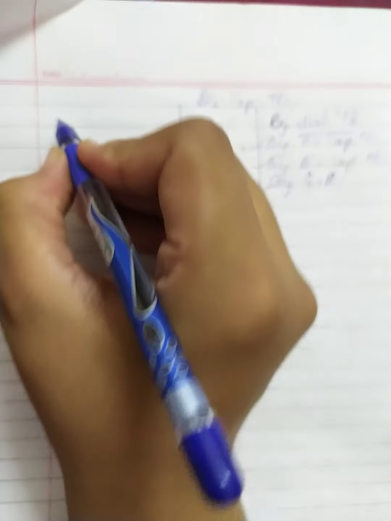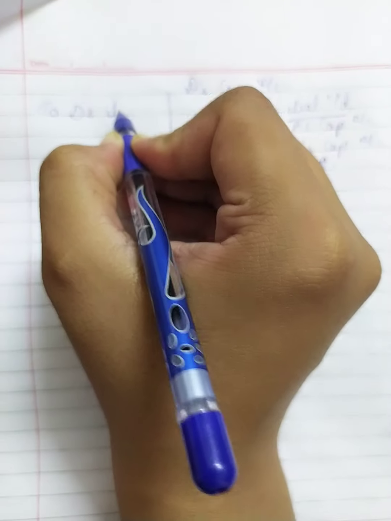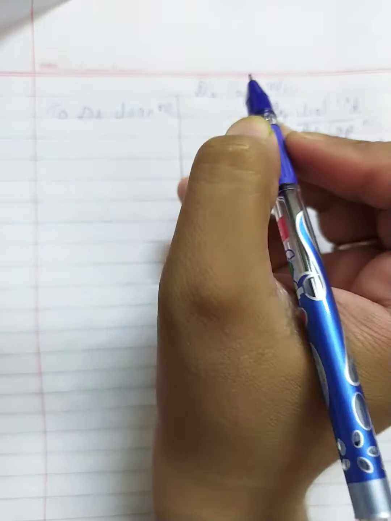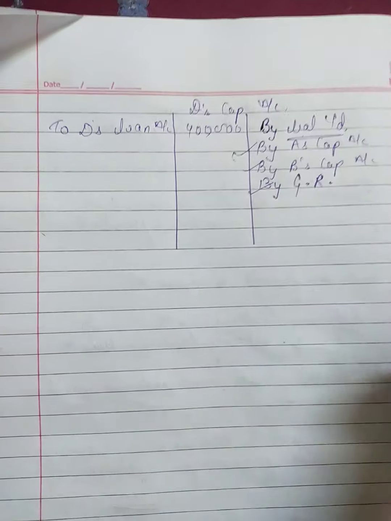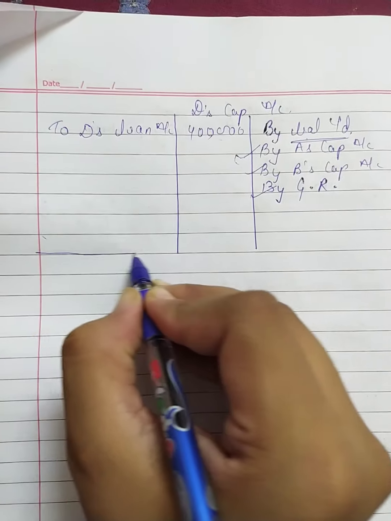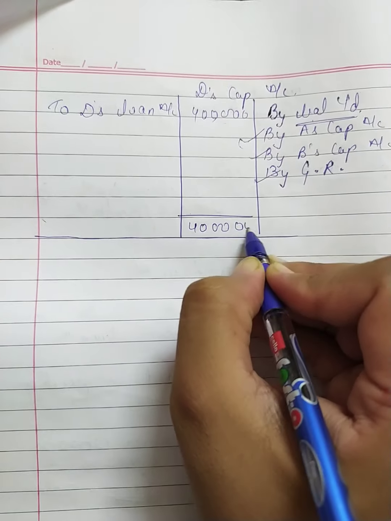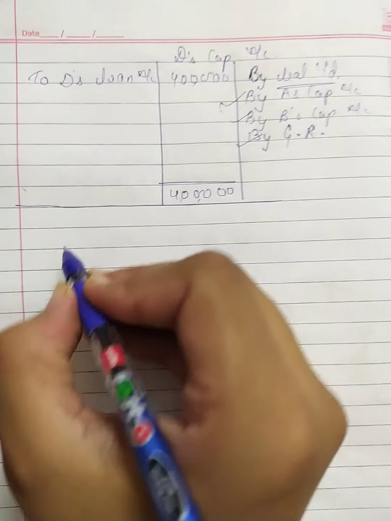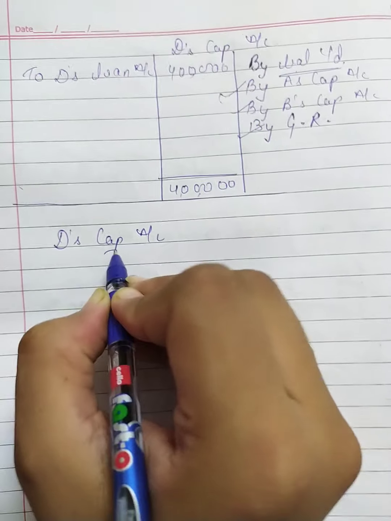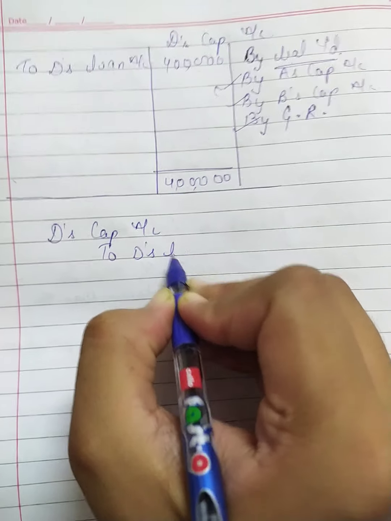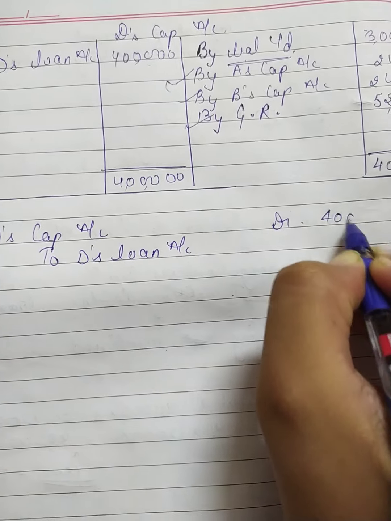Okay, and here we will transfer the whole amount to his loan account. So it will become D's loan account, 4 lakh, because it is not mentioned in the question that we are paying cash to him. So it will become transferred to his loan account, rupees 4 lakh. One more entry we can make, that will become D's capital account debit to D's loan account. Okay, and the amount is rupees 4 lakh.